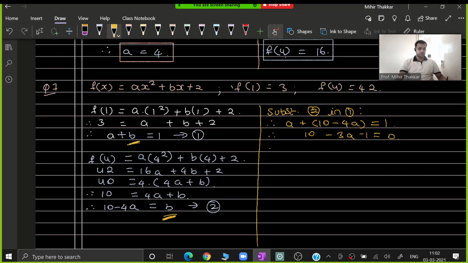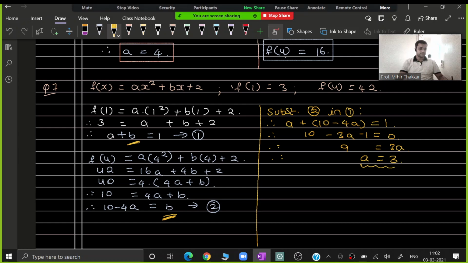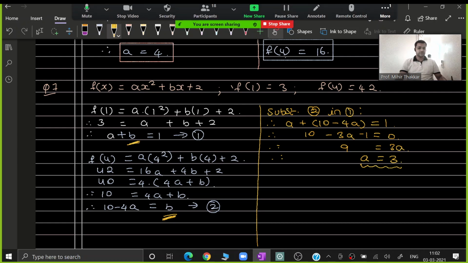10 minus 1 will give you 9. So yes, that is correct. A has to be equal to 3. And using this value of 3 in equation 2, you will get 10 minus 4 into 3 is equal to b. So you will get b is equal to negative 2.